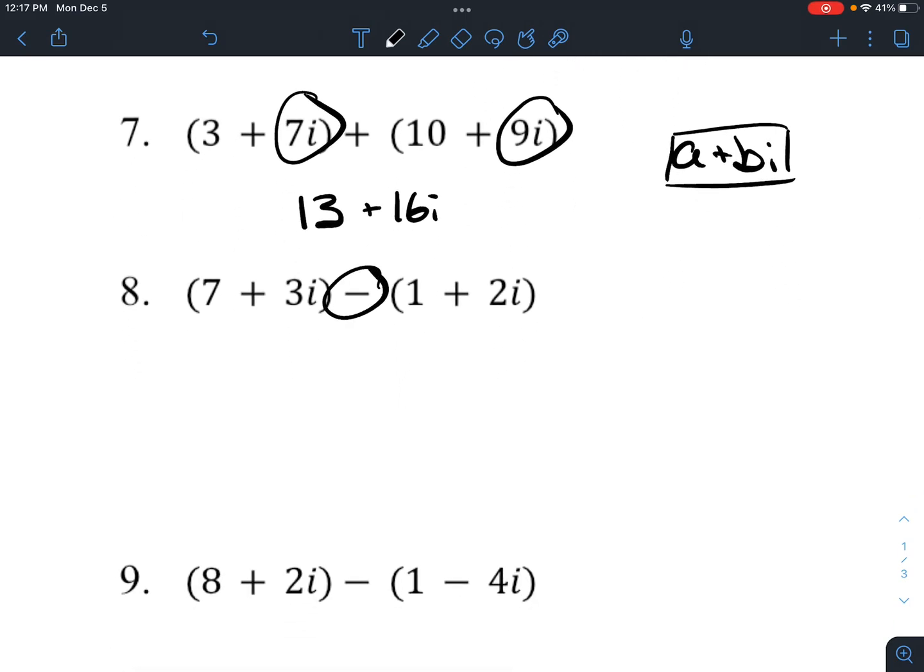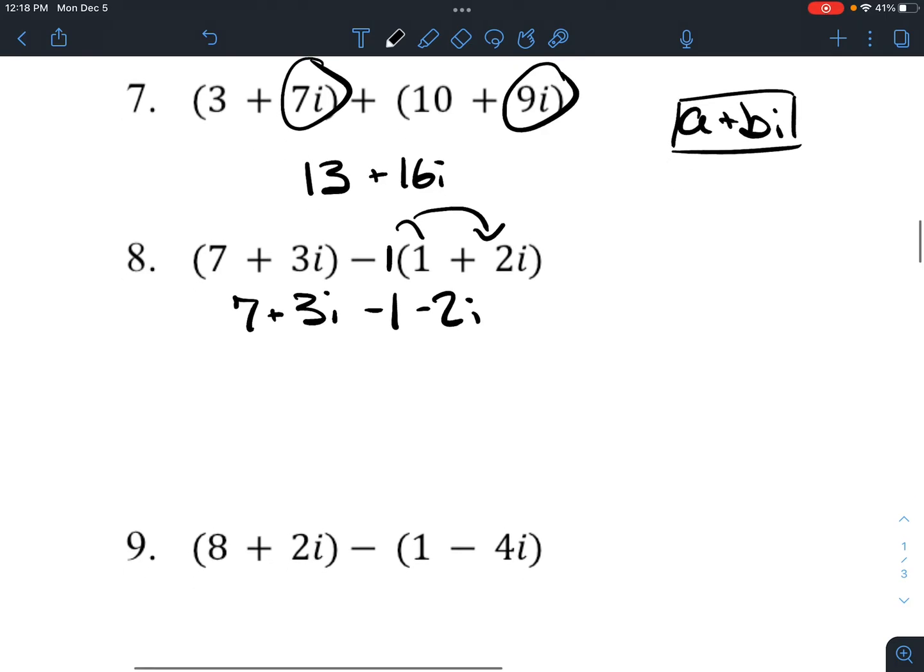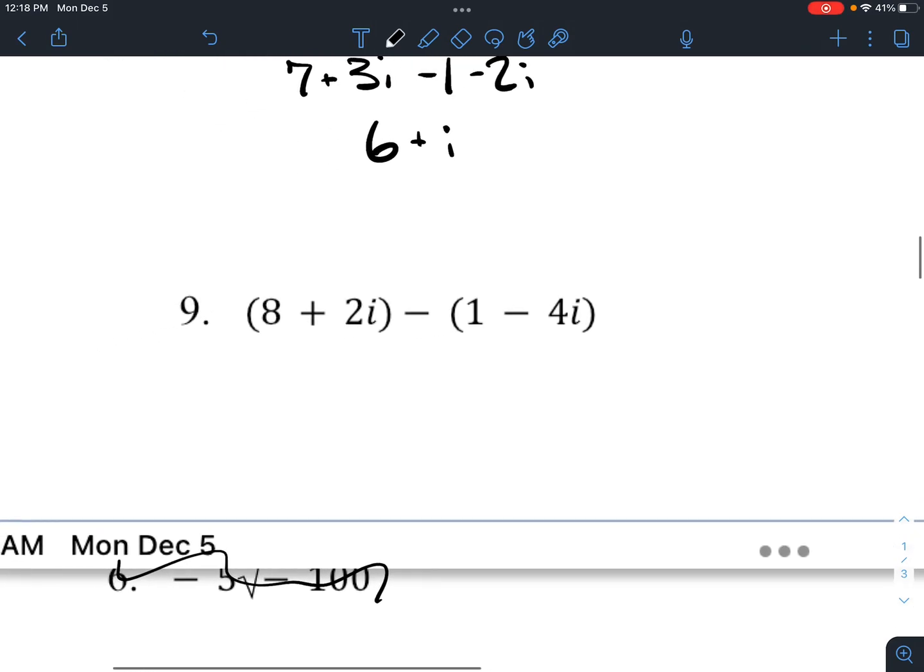When we have a negative in the middle, we are going to distribute. So we're going to need to put -1 here and then distribute these two. So let's rewrite this as 7 plus 3i. -1 times 1 is going to be -1, and then we're going to have -2i. And at this point, what we do is combine like terms again. So we're going to get 6 plus i, because we got 3i, -2i. We just get i.